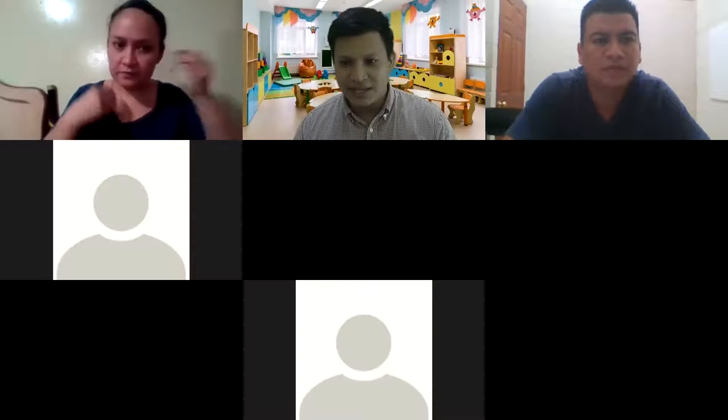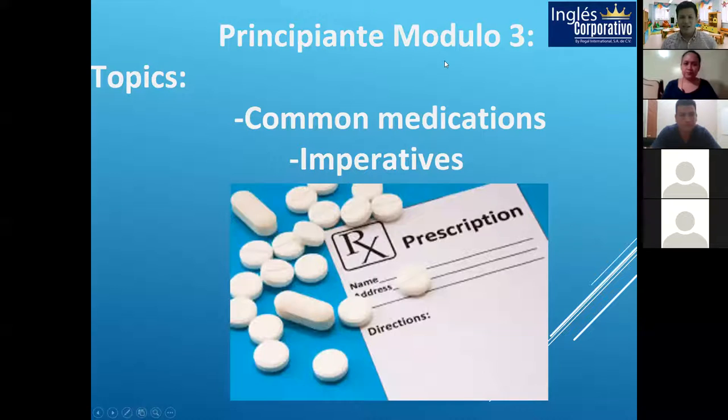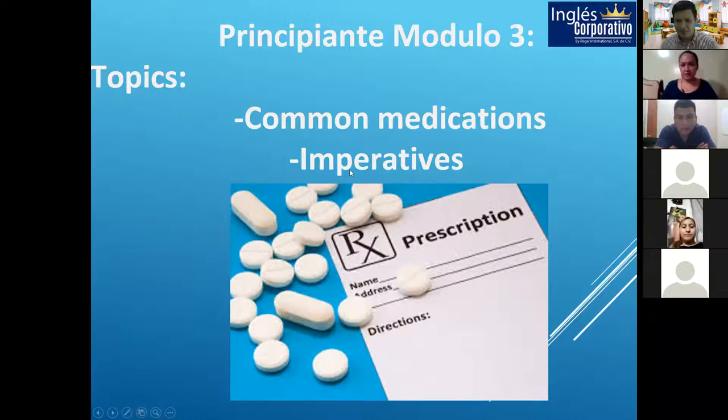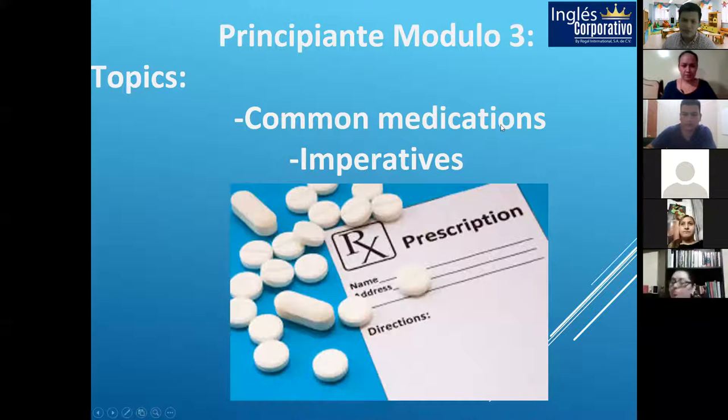We're gonna start with today's class. We are going to continue with module number 3, right? And we got the topics for today's class. Somebody help me to read it. Medicamentos comunes o populares. Common medication. Imperative. Today we're going to see something related to medication and imperatives. Okay, let's start with this.